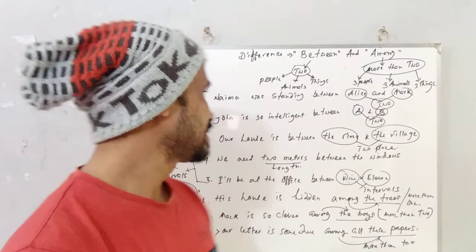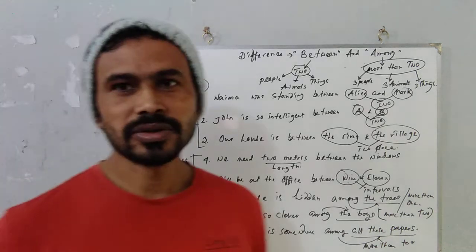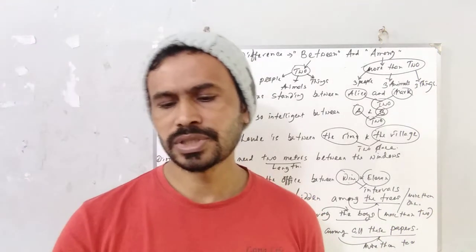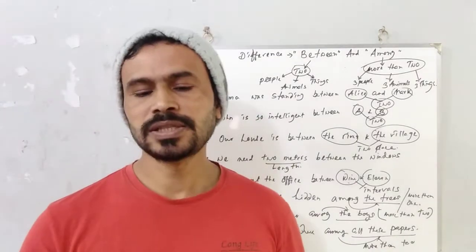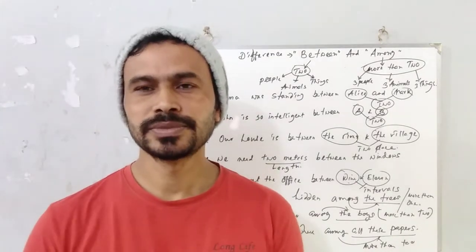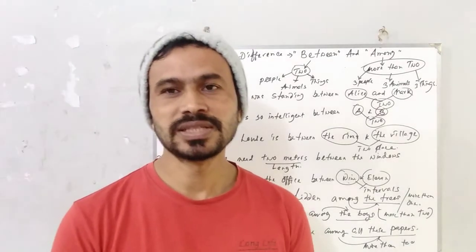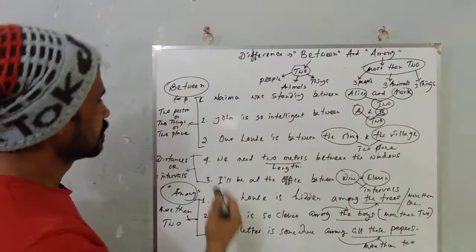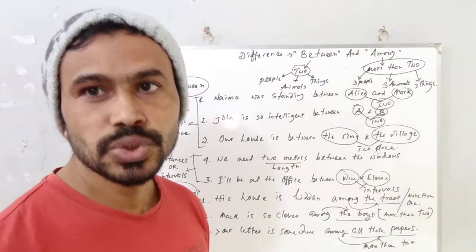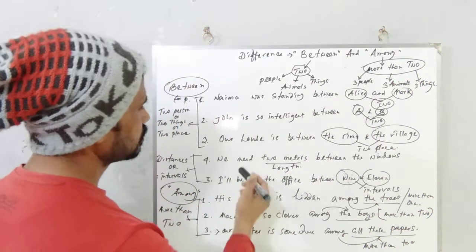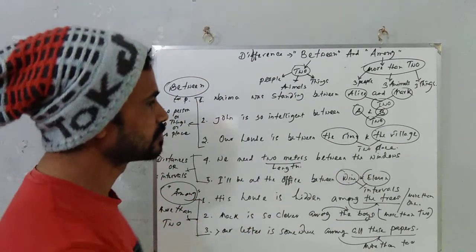Next, between is often used to talk about distances and intervals. So let's begin. We need 2 meters between the windows. 2 meters is the length.